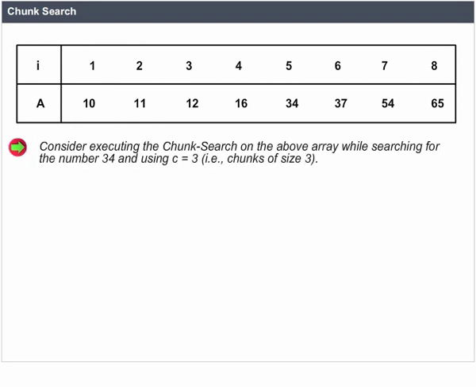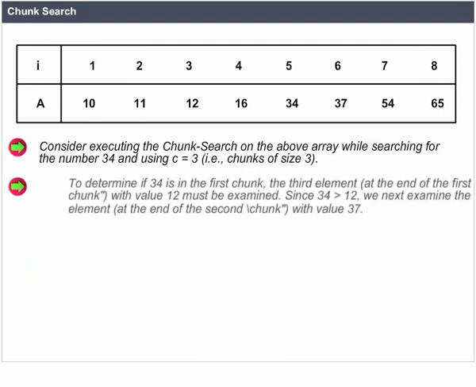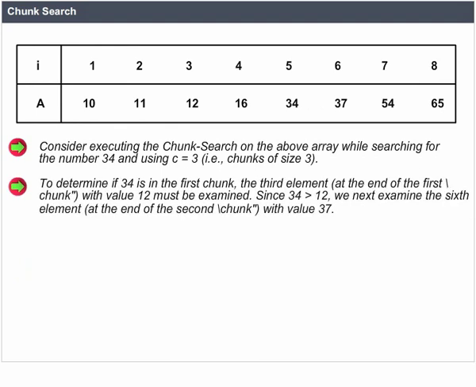Consider executing the chunk search on the above array while searching for the number 34 and using C equal to 3, that is, chunks of size 3. To determine if 34 is in the first chunk, the third element at the end of the first chunk with value 12 must be examined.